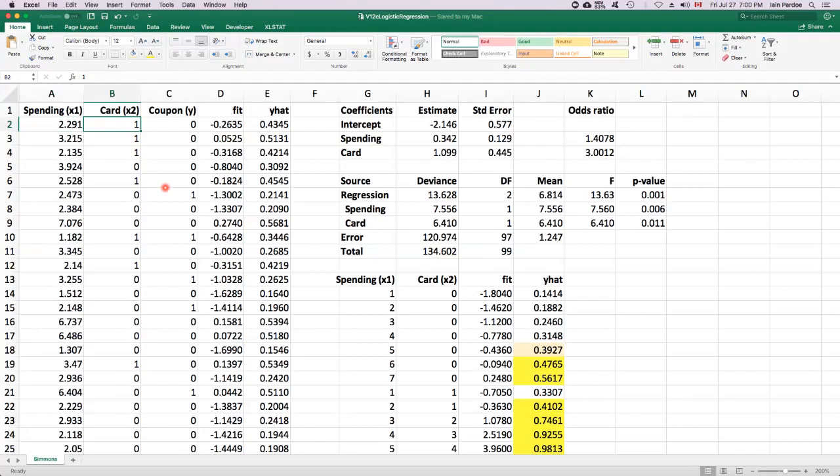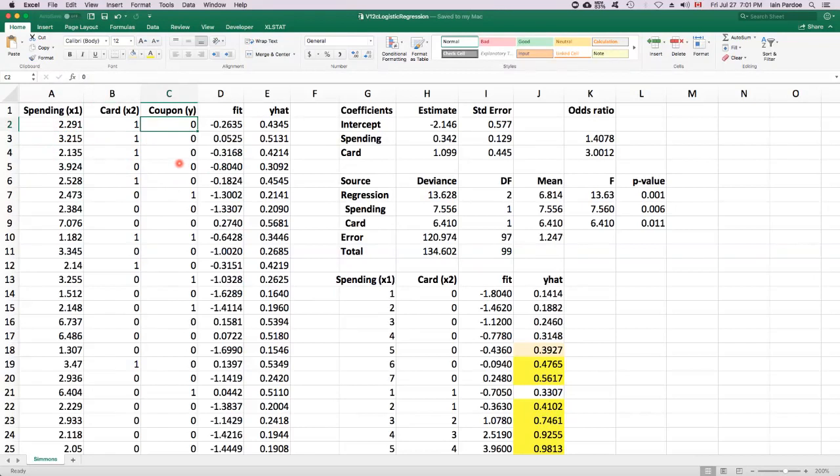store credit card. And then the outcome variable here, y, the dependent variable, the response variable, is an indication of whether the customer uses a coupon that they were sent in the mail. And 0 is if they did not use the coupon, and 1 is if they did use the coupon. And so the idea here is to see if either or both of these two predictor variables, spending and whether they have a store credit card, will help us predict whether they're more or less likely to use the coupon.